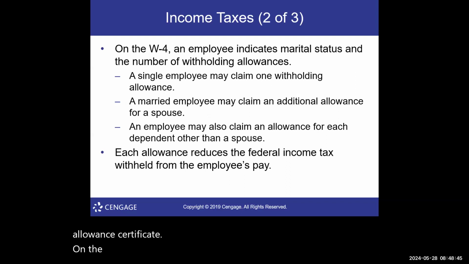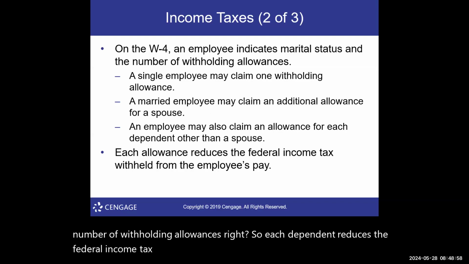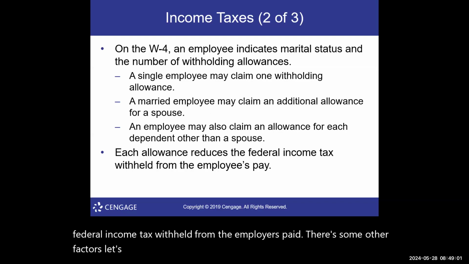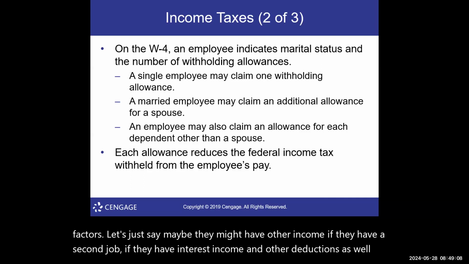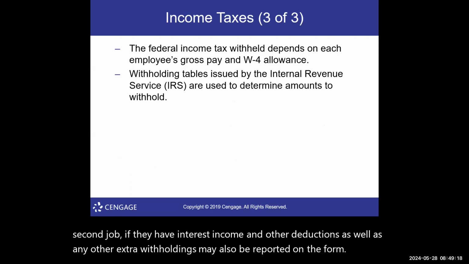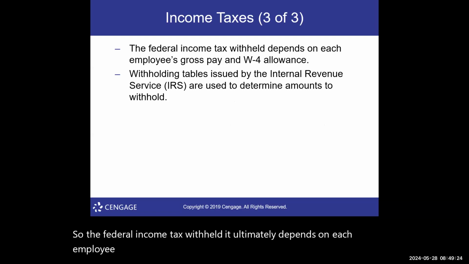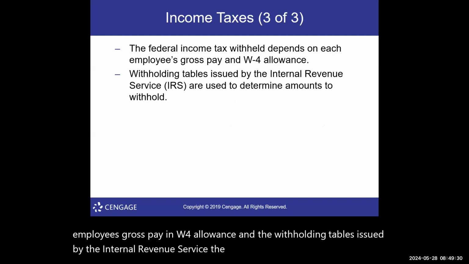On the Form W-4, the employee indicates their marital status and the number of withholding allowances. Each dependent reduces the federal income tax withheld from the employee's pay. There are some other factors. Maybe they have other income, a second job, interest income, and other deductions, as well as any extra withholdings, which may also be reported on the form. The federal income tax withheld ultimately depends on each employee's gross pay and W-4 allowance. And the withholding tables issued by the Internal Revenue Service, the IRS, are used to determine the amounts to withhold.